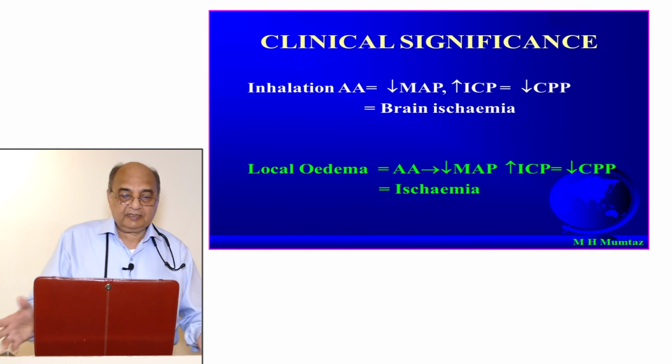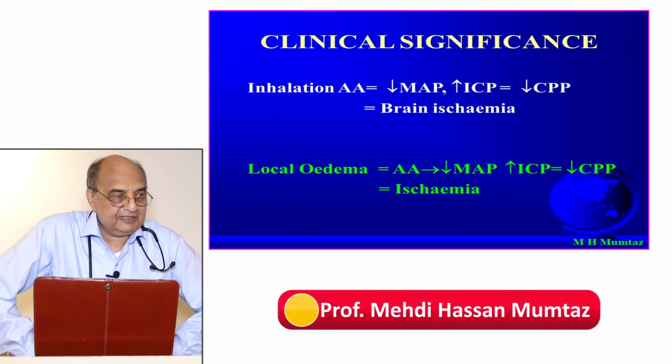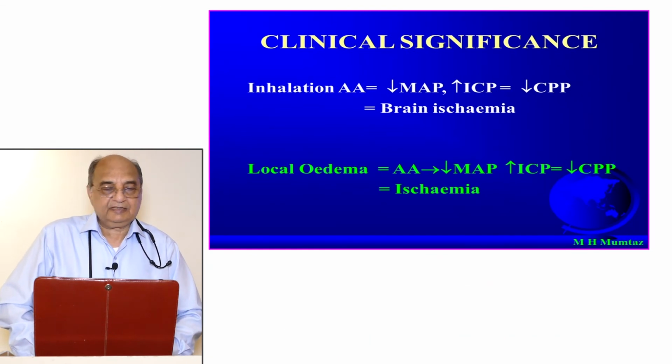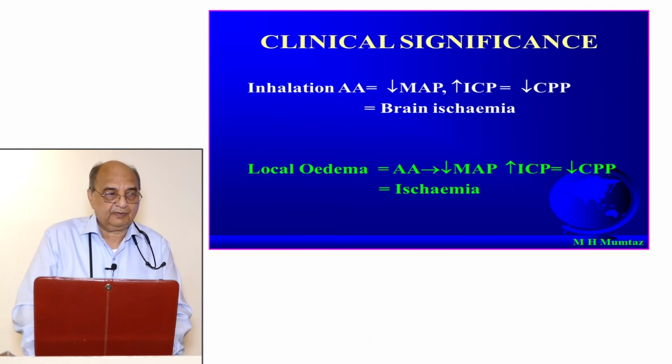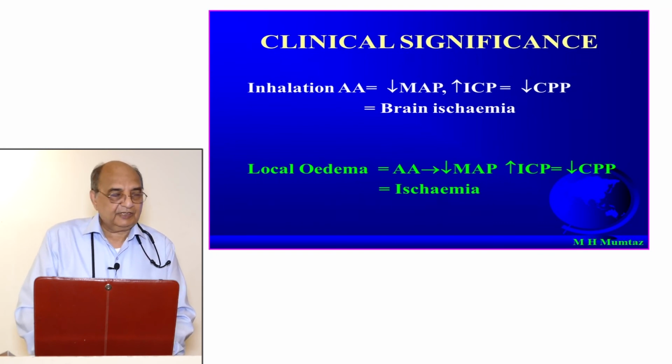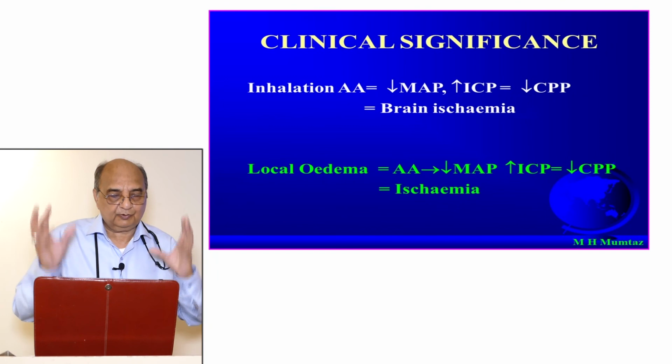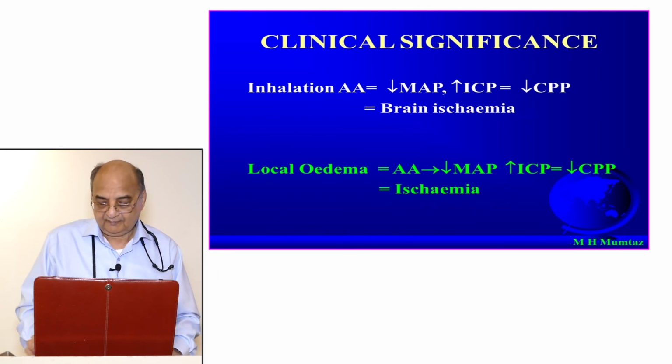Now, inhalation anesthetic agents decrease the mean arterial pressure, increase the ICP, and decrease the cerebral perfusion pressure. That will cause brain ischemia. Local ischemia will also cause ischemia. So you will have to keep an eye on the cerebral perfusion pressures.